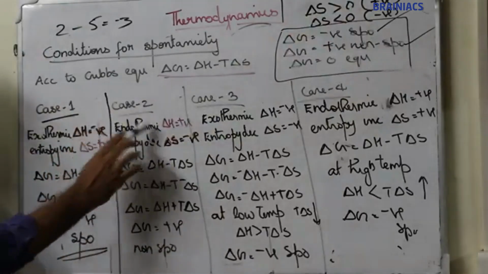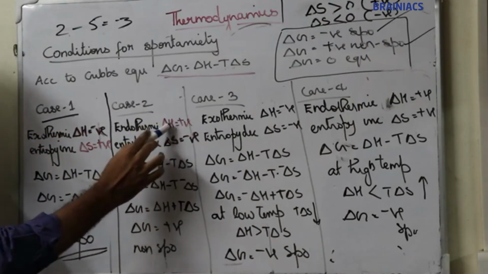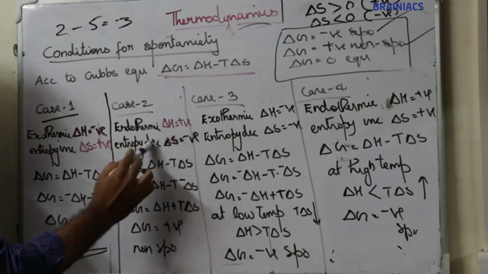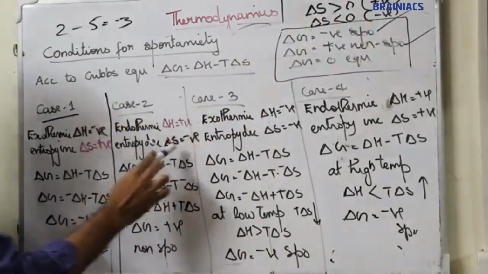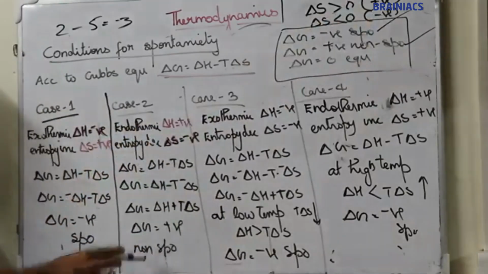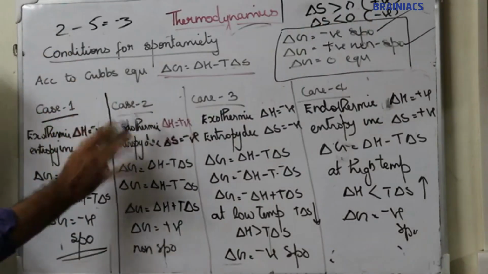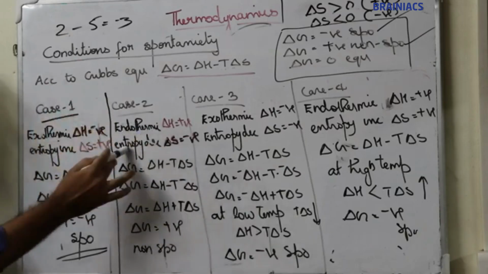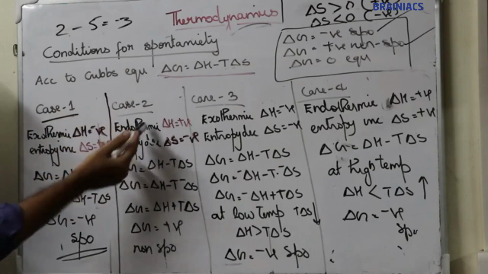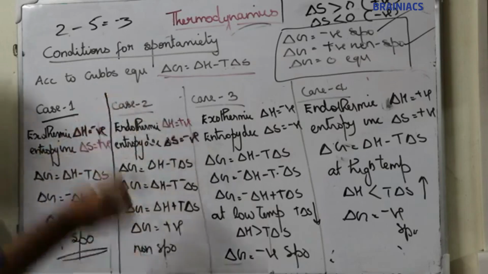Now second case, endothermic, entropy decreases. Endothermic means delta H positive. Entropy decreases means less than 0, delta S negative. Substituting, we will get non-spontaneous. For a reaction where entropy decreases, and if that reaction is endothermic, then the reaction is always non-spontaneous.